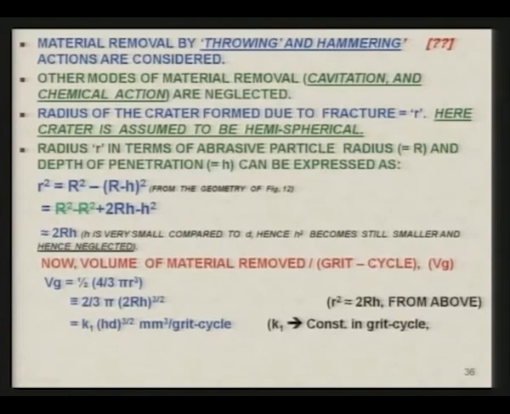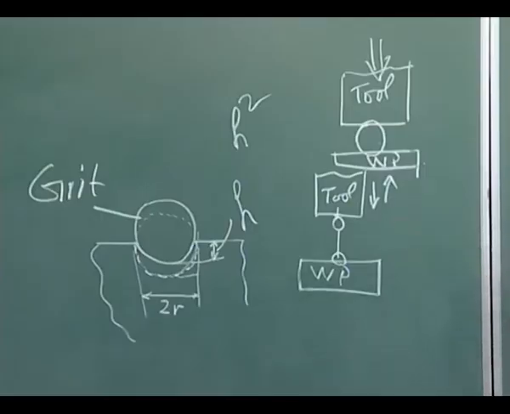This is the volume, where k 1 is the constant which can be evaluated by the experimental results. H and d are to be given in millimeter. Here h is the depth of penetration, as has been shown over there.